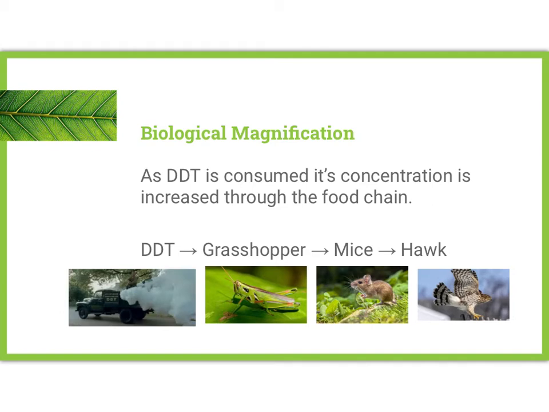Now, the hawk has DDT, and the hawk doesn't eat just one mouse. The hawk eats multiple mice, and its concentration increases. So although we may have started with a small concentration of DDT in a grasshopper, it increases up the food chain. This is called biological magnification.